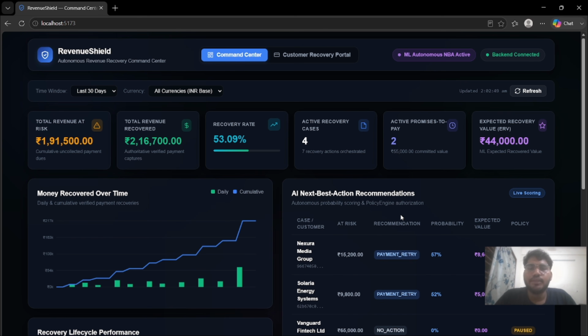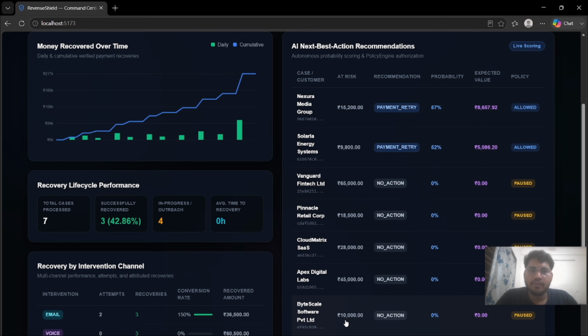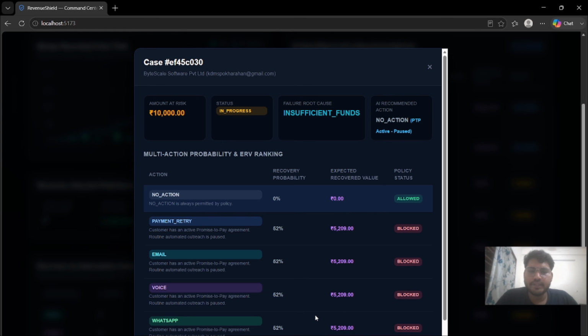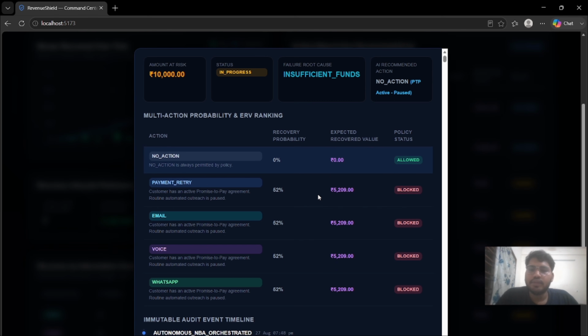Let us look at what happens inside the system when our payment fails. Let us take an example of one of our merchants, Bitscale Software Private Limited. Here you can see that there is 10,000 of revenue at risk, and the system marks the failure root cause as insufficient funds. And here you can see our Skygate ML model has scored all of the recovery channels and expected revenue value.